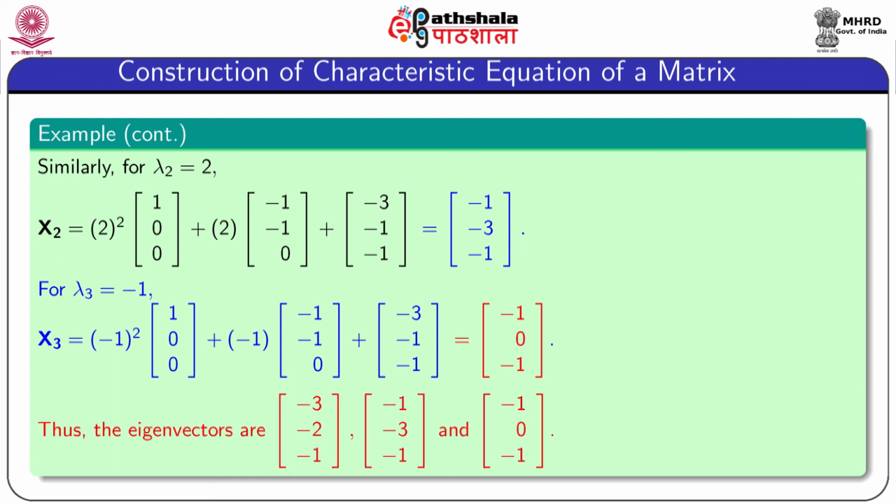Thus, the eigenvectors are minus 3, minus 2, minus 1; the second eigenvector is minus 1, minus 3, minus 1; and the third eigenvector is minus 1, 0, minus 1. So, these are the three eigenvectors corresponding to the three eigenvalues of the matrix A.